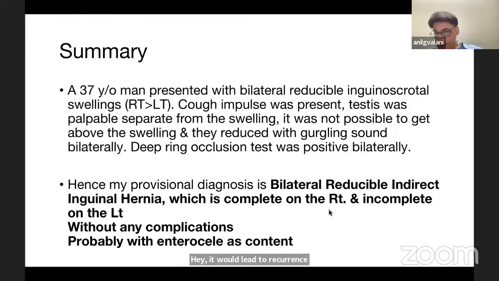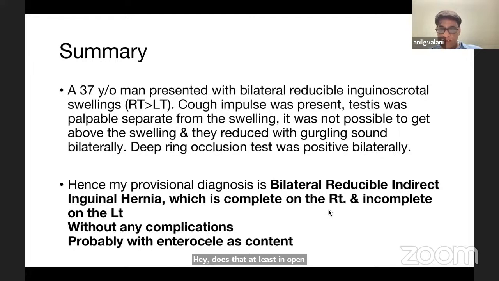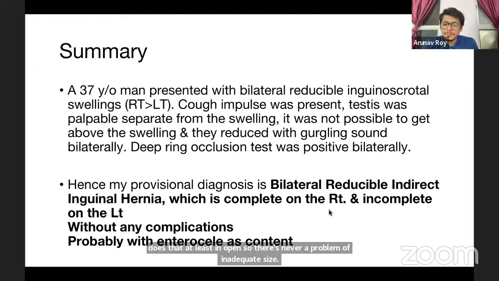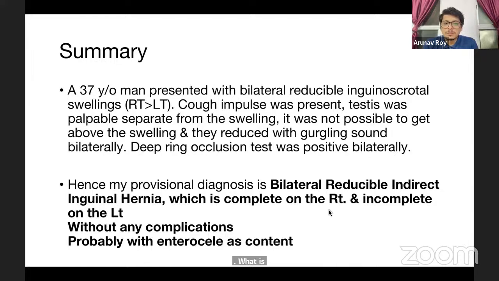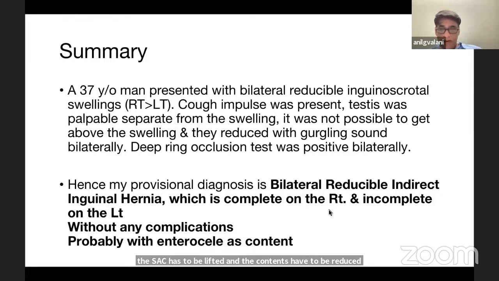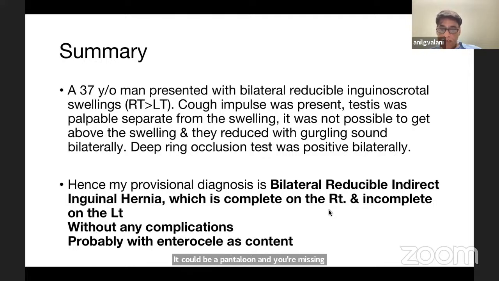Now the intraoperative. Tell me, what are the intraoperative causes for recurrence? So if an inadequate mesh size was used to cover the hernial defect, sir. In open hernia, there's never a problem of inadequate size. So the first reason was inability to ligate the sac at the correct position. What is that correct position? So the sac has to be lifted and the contents have to be reduced, sir. Ligate the sac where? At the level of the deep ring, sir. High ligation of the sac, sir, at the level of the deep ring. Yes. Very good. Then don't miss another sac. It could be a pantaloon hernia and you're missing one sac. Then what else?